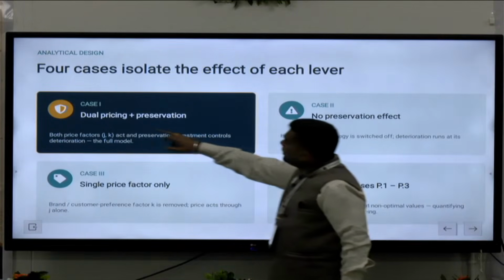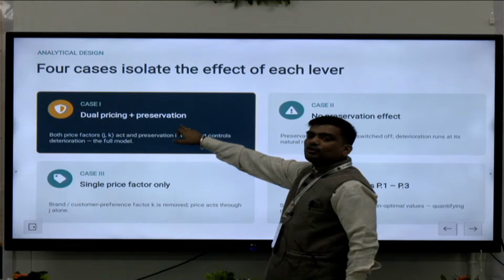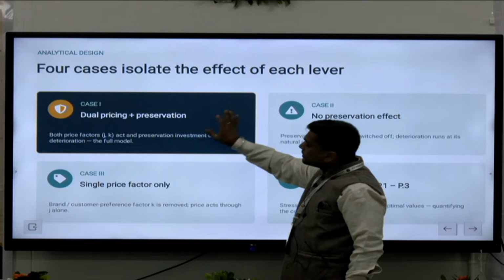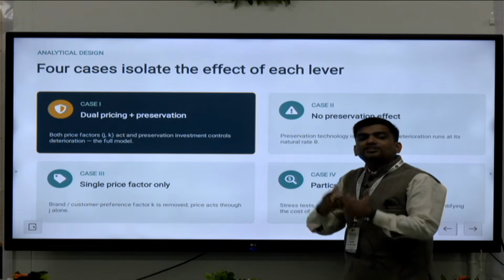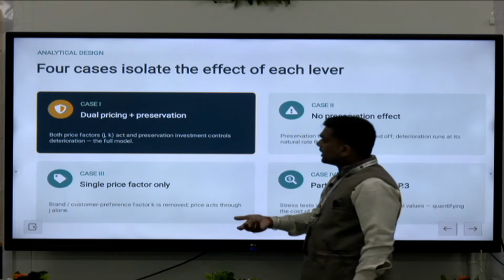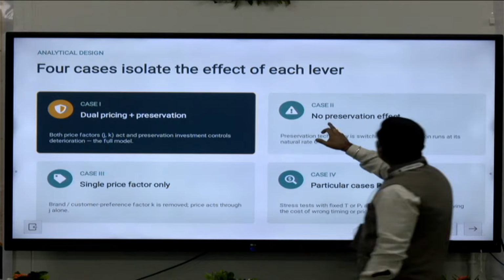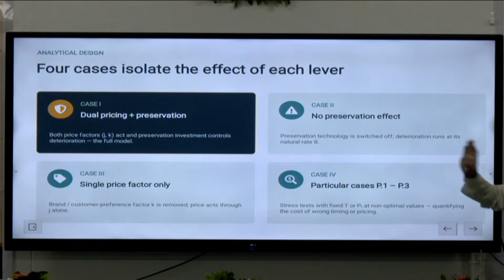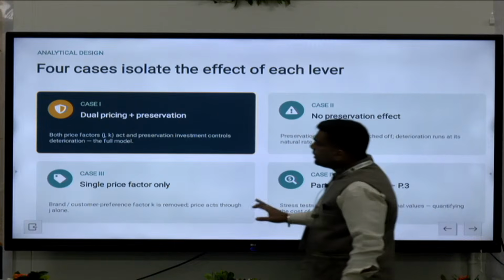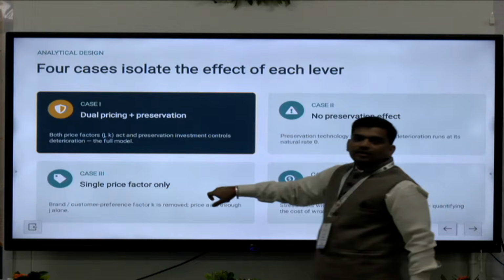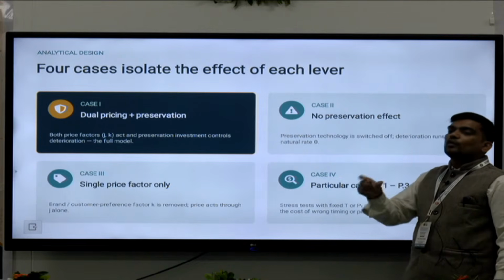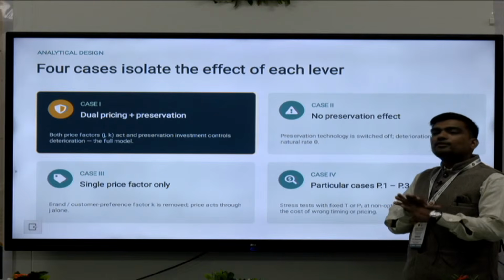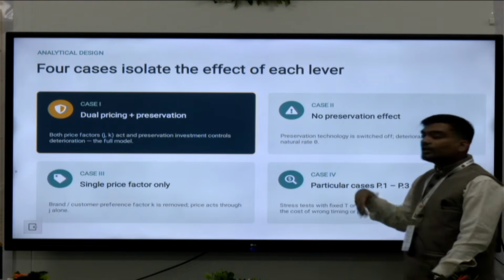So, dual pricing plus preservation technology is applied in this. That is the reason for the deterioration control and shelf life increase of perishable items. In the second case, no preservation technology is allowed, for comparison purposes. In the third case, only a single factor, the J factor, is considered and the K factor is not considered, which means the goodwill of the company, goodwill of any particular medicine, is not included. So, what is the impact there?